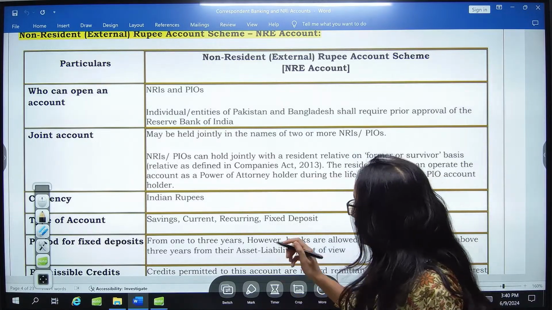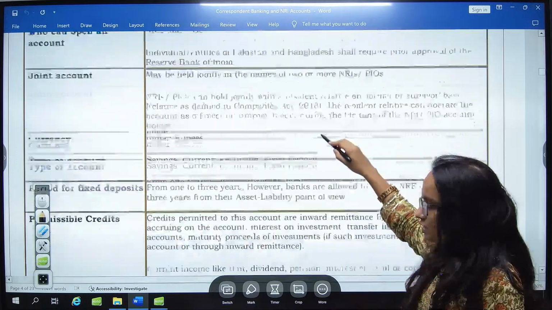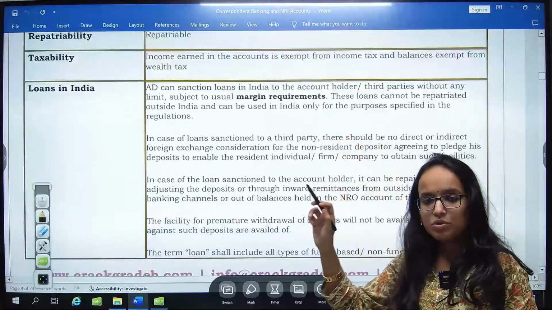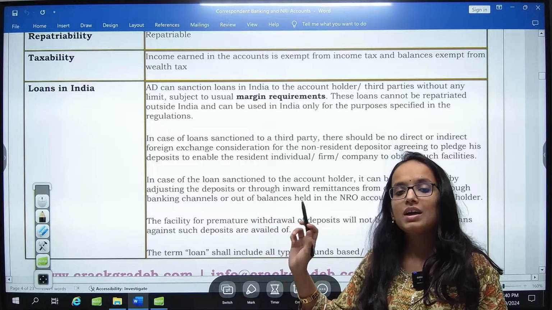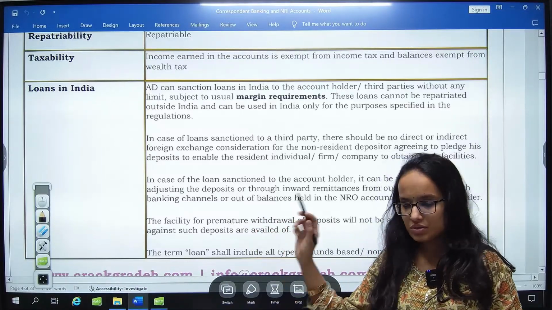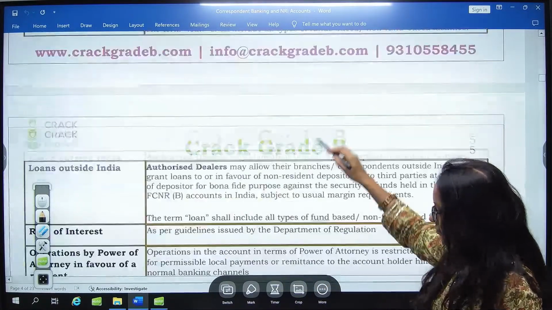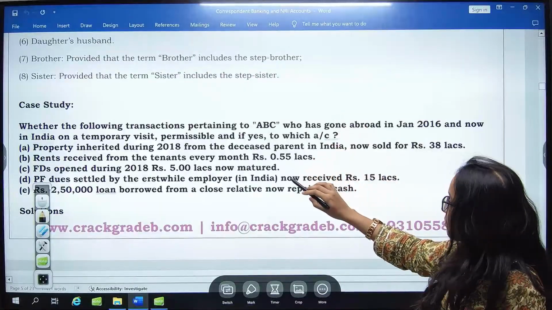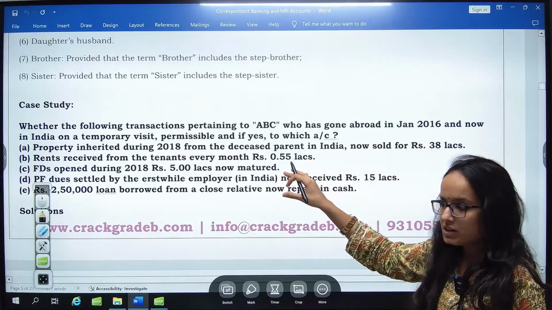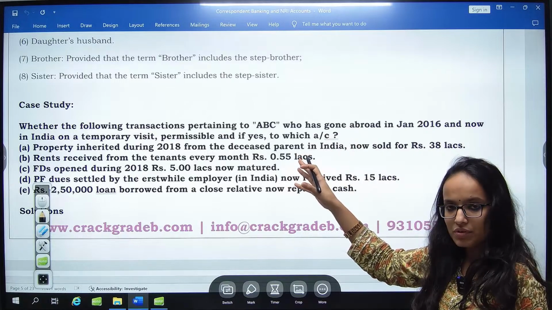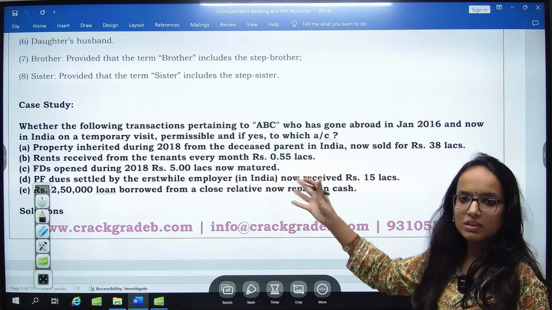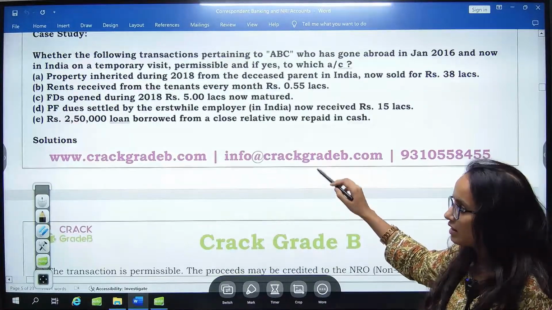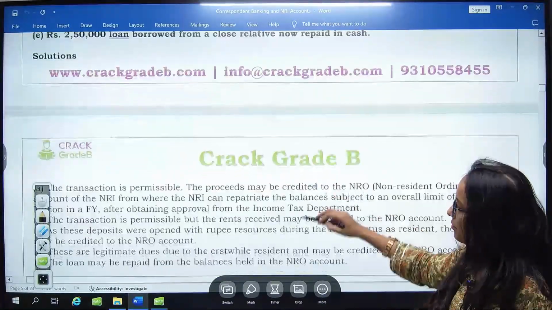Got this point, right? So we have done the NRE account. Now I'll be discussing with you today the FCNRB account, all the provisions of the FCNRB account, as well as the NRO account. This was your case study, but since it is a mixture, first we will complete these types of accounts, then together we will take all these case studies. Then you will be able to answer these questions and understand what it is talking about.